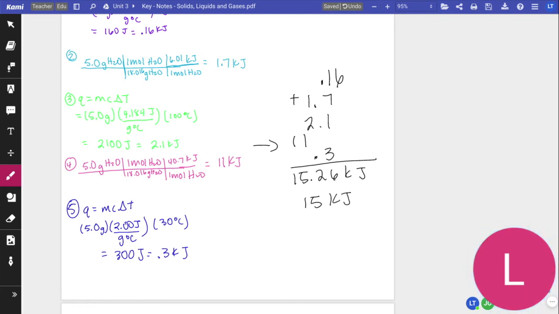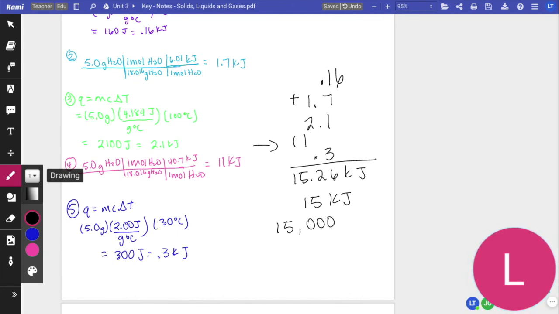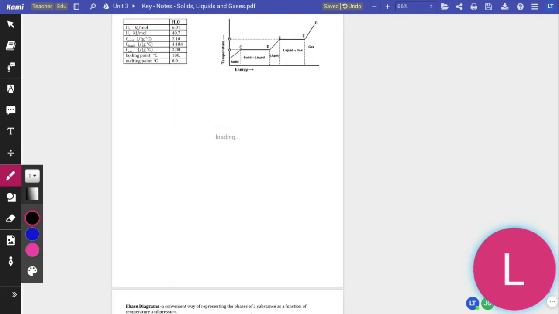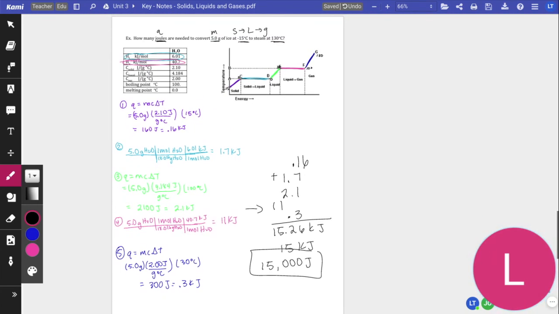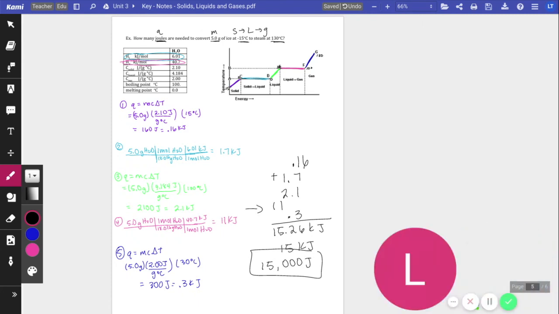And like I said, adding the kilojoules was just a little easier than the joules. So to get your answer in joules, you'll multiply times 1,000, and that leaves you with your final answer being that it requires 15,000 joules in order to heat 5 grams of water from negative 15 all the way to 130 degrees Celsius. And there you go. That is our heating curve. So hopefully that made sense.